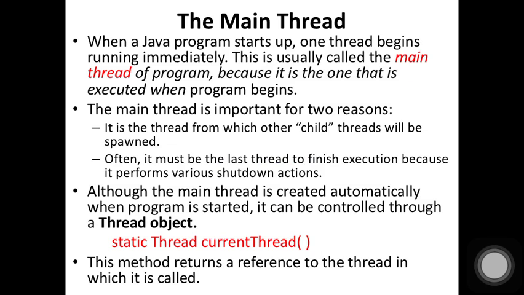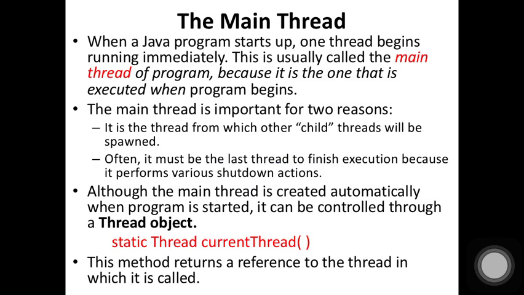Next is the main thread. The main thread is used to run all the resources assigned to it. Whenever a Java program starts up, one thread begins running immediately. This is usually the main thread, because it is the one that is executed when a program begins. This is the main thread or the default thread.